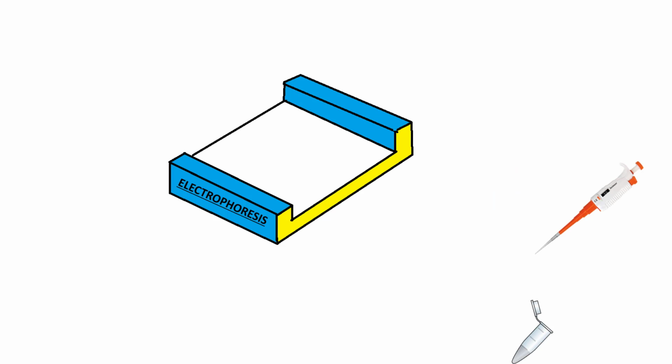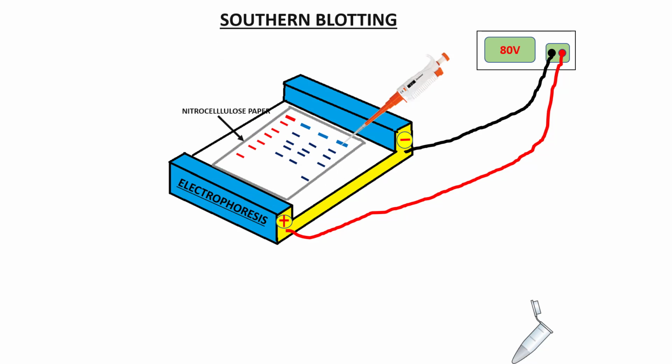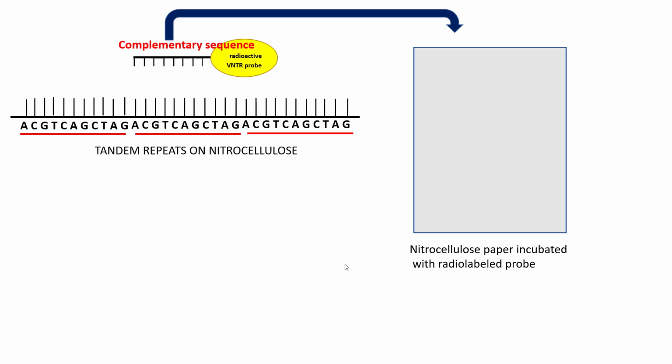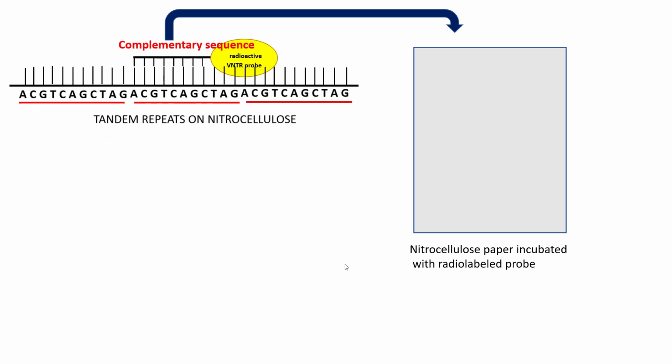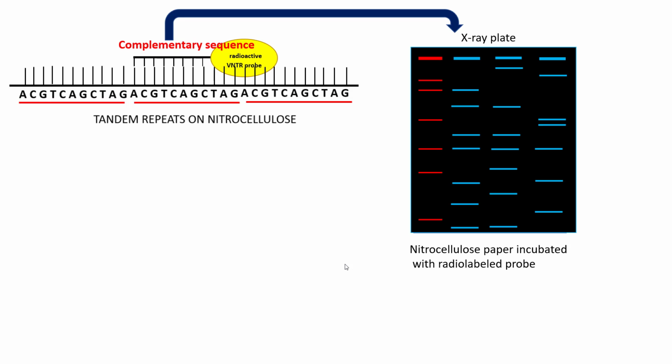Now this PCR product containing the fragmented DNA is separated according to molecular size by the process of electrophoresis, that is the migration of DNA towards the positive electrode when connected to the power source, which is then transferred to nitrocellulose paper, called Southern blotting. So can you see anything on the nitrocellulose paper? Obviously no. Therefore the nitrocellulose paper is incubated with radiolabeled VNTR probes, which are complementary to the respective repetitive sequences. Hence they get hybridized, which is further analyzed using autoradiography on an X-ray plate by the hybridized radiolabeled probes. These blots in each lane are very specific, just like our fingerprint.